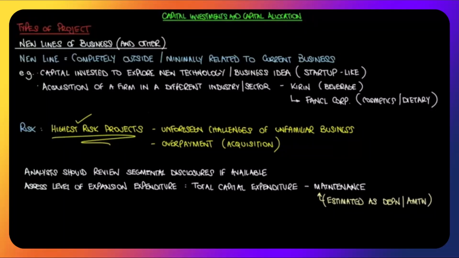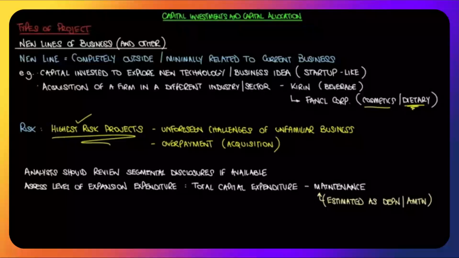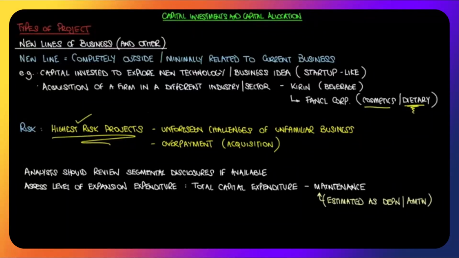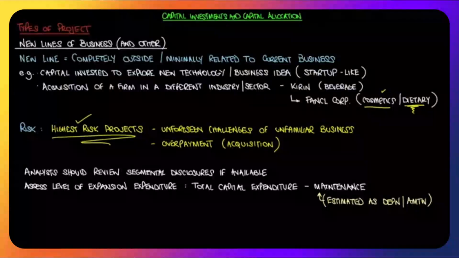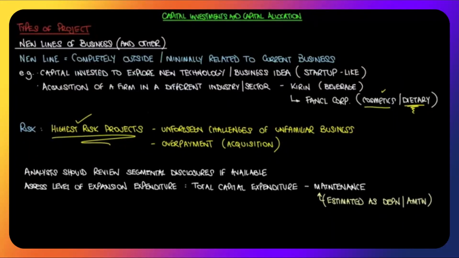Or it could be via acquisition. It could be an acquisition of a firm in a different industry or sector. They give the example in the curriculum of Kirin, beverage manufacturer, alcoholic and non-alcoholic, making an acquisition of a firm that's in the cosmetics and dietary supplements business. So good food, healthy food. So it's not completely and utterly related, but it's also not completely outside. I mean, cosmetics is, but the dietary supplements, it kind of ties in just about to the sector, but it's certainly higher risk.